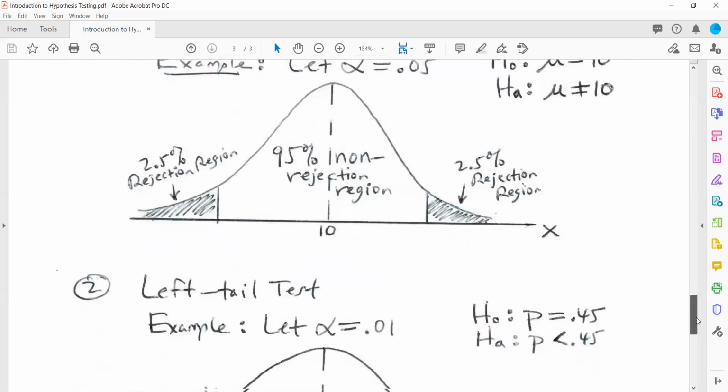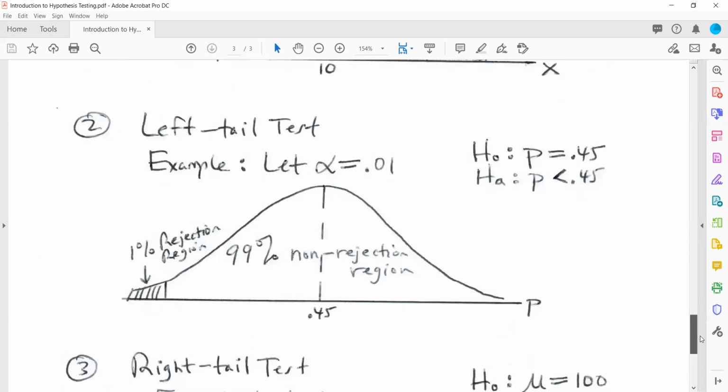Now, the other two methods, this method number 2 is called a left tail test or lower tail test. If the alternative hypothesis has a less than symbol in it, then we're going to take the entire alpha and place it into the left tail. We're not going to split it in 2 because there's no 2 tails in this case. It's a 1-tail test. So 1% in the left tail. The rest of the area here is 99%.